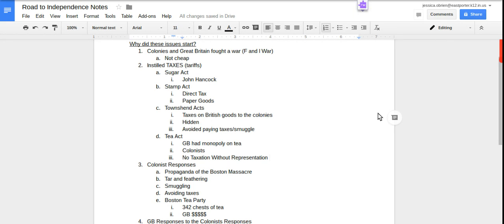Colonists also were like, hey, you know what? We don't want to pay these taxes. We'll avoid tax collectors. We'll start smuggling in our goods, right? We will find a way around it. And so Great Britain realized that, and they repealed all of these acts, except for one, the Tea Act.